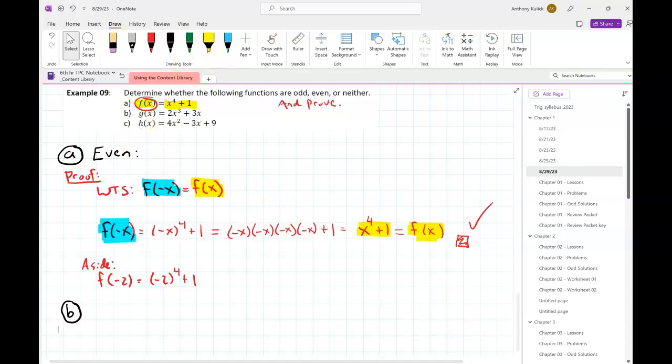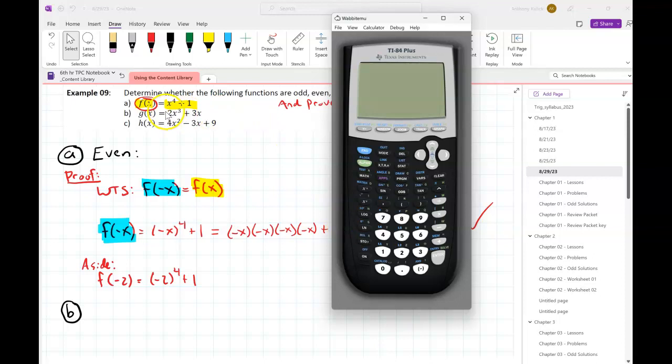All right, let's look at part B. So again, let's graph g of x equals 2x cubed plus 3x. Let's hit graph. Looks odd to me too. Do we agree on that?